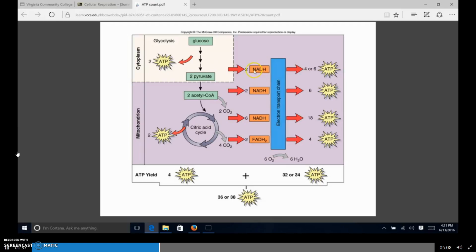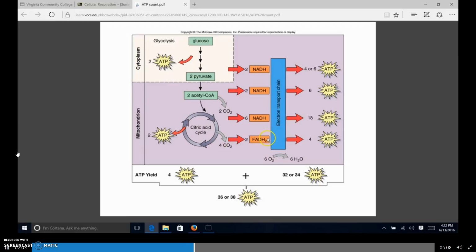A couple of things I want to say before that. Notice that I'm going to get NADH from the first step. I'm going to get NADH from the second step. I'm going to get even more NADH from the third step, quite a bit more NADH, and I'm going to get FADH2 only from the third step. Notice I get NADH from the first 3, but I only get FADH2 from the citric acid cycle, the third step, also called the Krebs cycle.